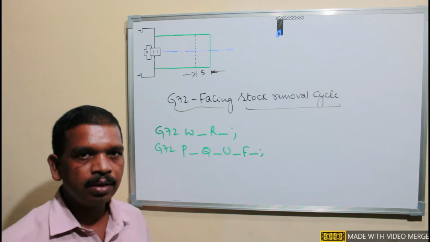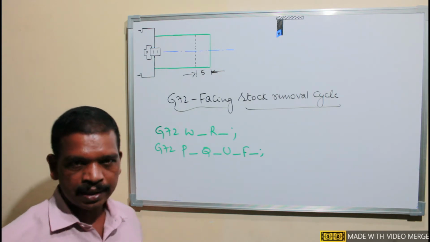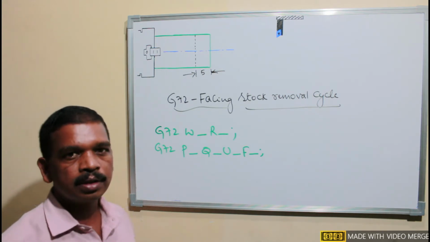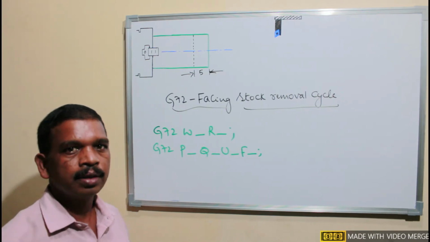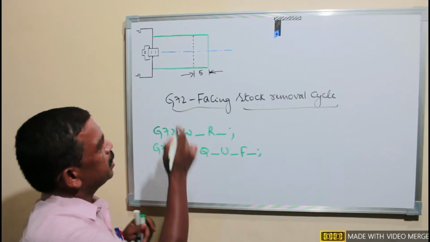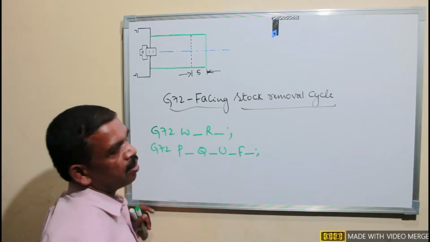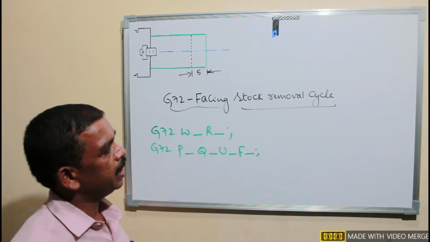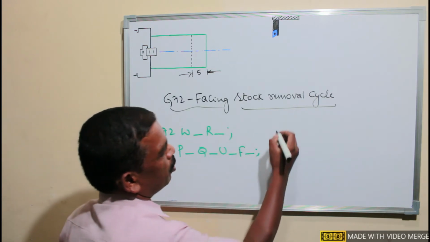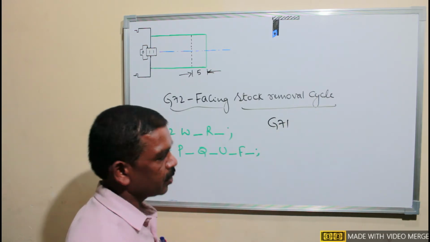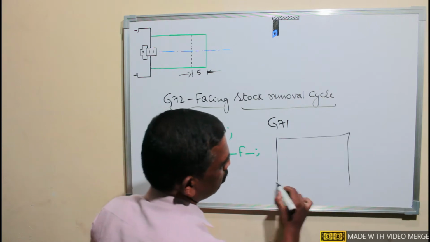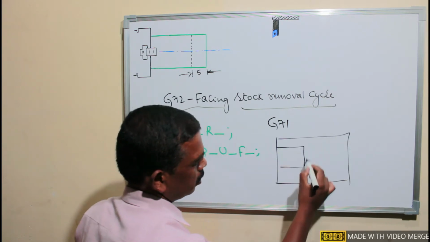Friends, let me explain one more CAN cycle for this CNC turning center. That is G72. This is a facing stock removal cycle. Already you know about G71. That is a stock removal cycle, and this is also a stock removal cycle.